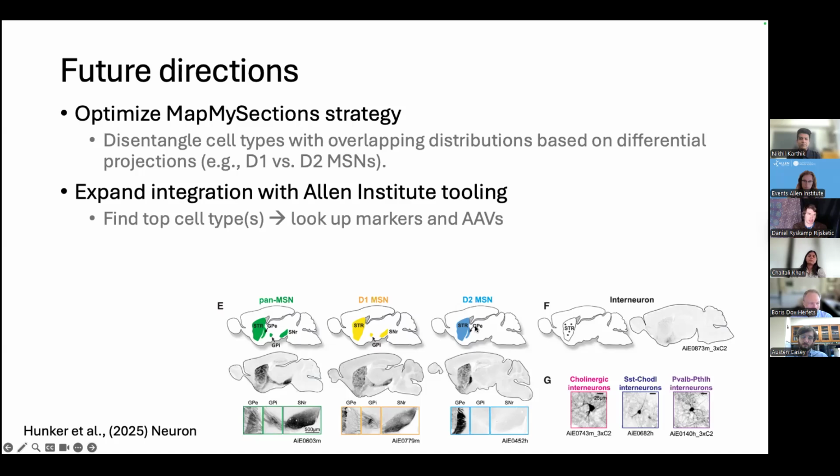And we also want to expand our integration with the Allen Institute tooling. For example, after you find a cell type that is prevalent within a region of interest, we want to make it easier for people to look up relevant promoters or enhancer AAVs that could be used for either labeling the cells or manipulating the cells experimentally.